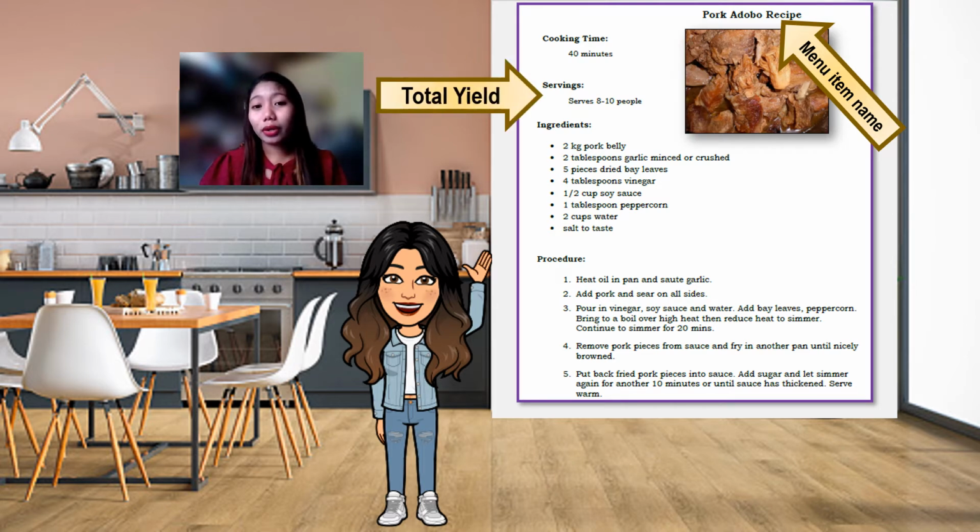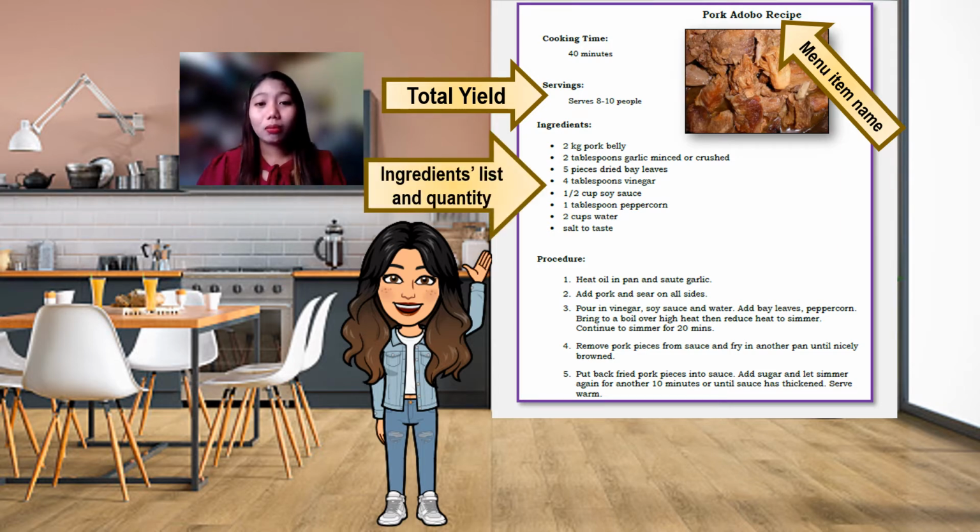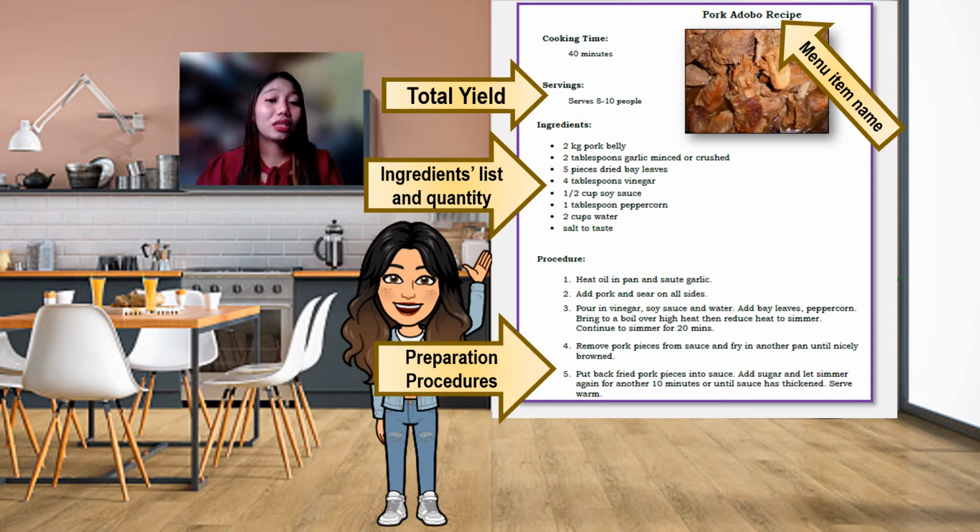Another important part of our recipe is the total yield, meaning how many servings ang mapoproduce kapag sinunod po itong recipe na ito. Ilang platito, ilang balot, so that is what we mean by total yield. Ilang tao ang makakakain kapag sinunod ang recipe na yan. Of course, a recipe will not be completed if we do not have the ingredients list and quantity. So, yung mga kinakailangang sangkap at kung gaano siya karami.